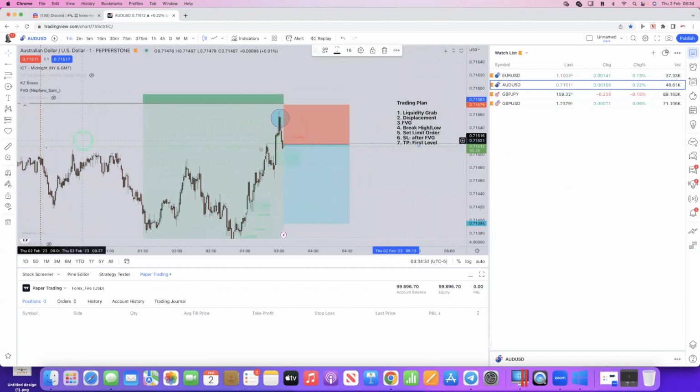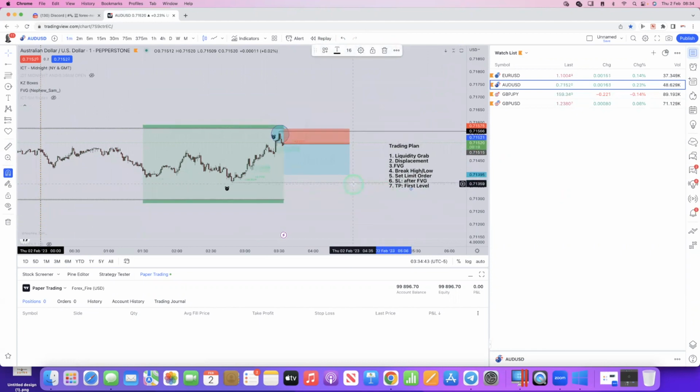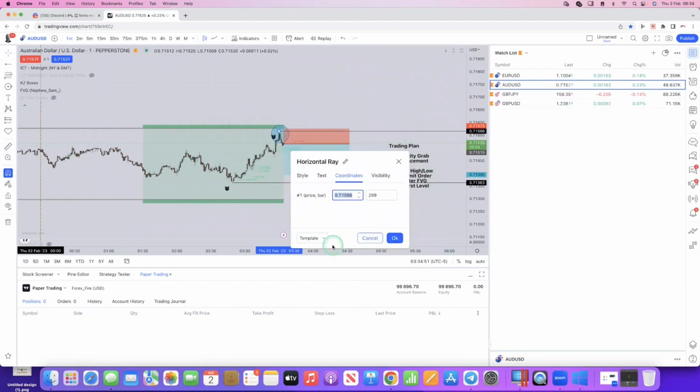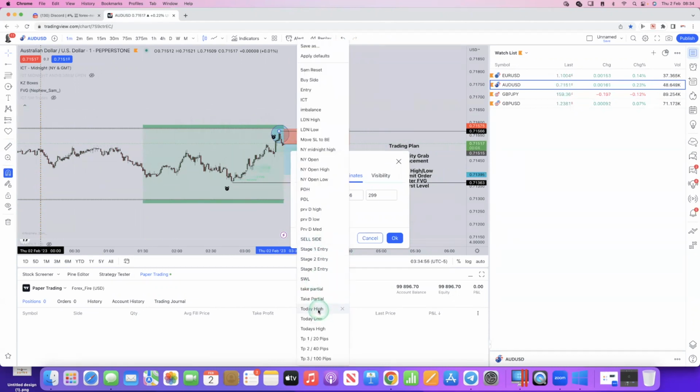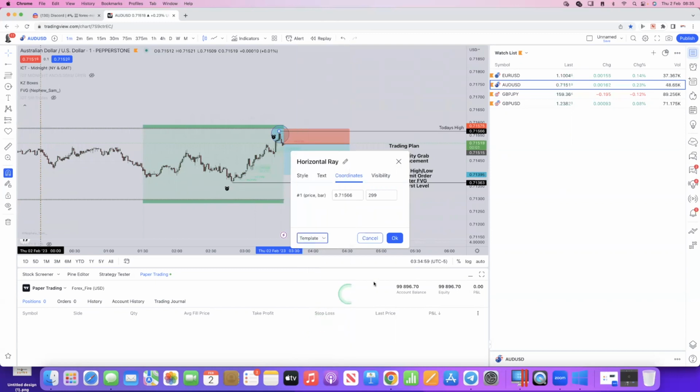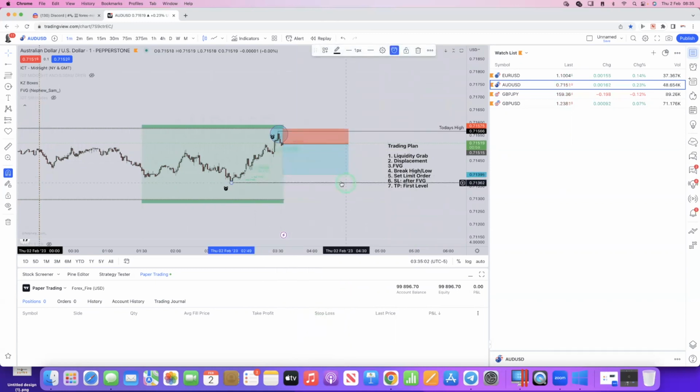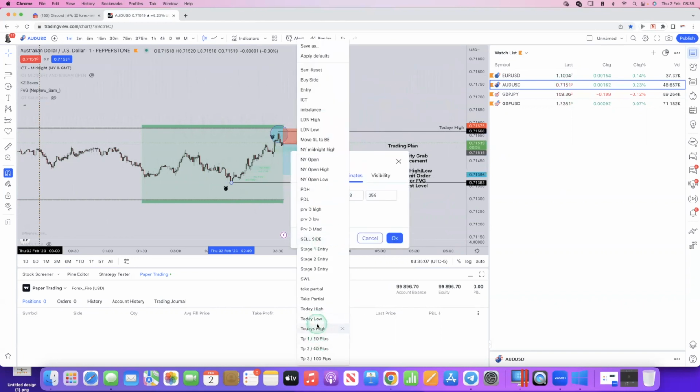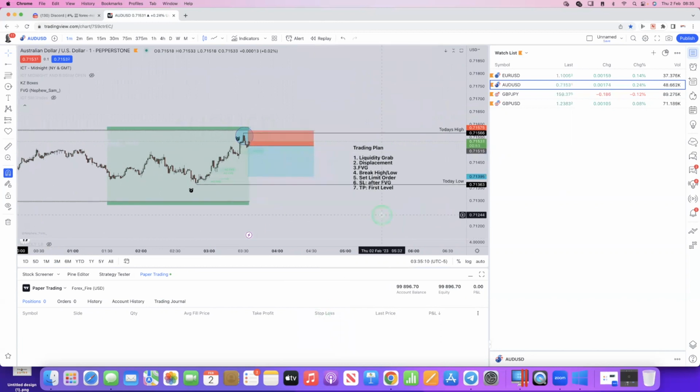And then again, let's get the magnet back on. Let's get this above here. Let's get the line on it. And again, we want to get this on a line, to be fair. Am I able to change this to today's high? Today's high. And then I'll change the other ones as and when we come into it.